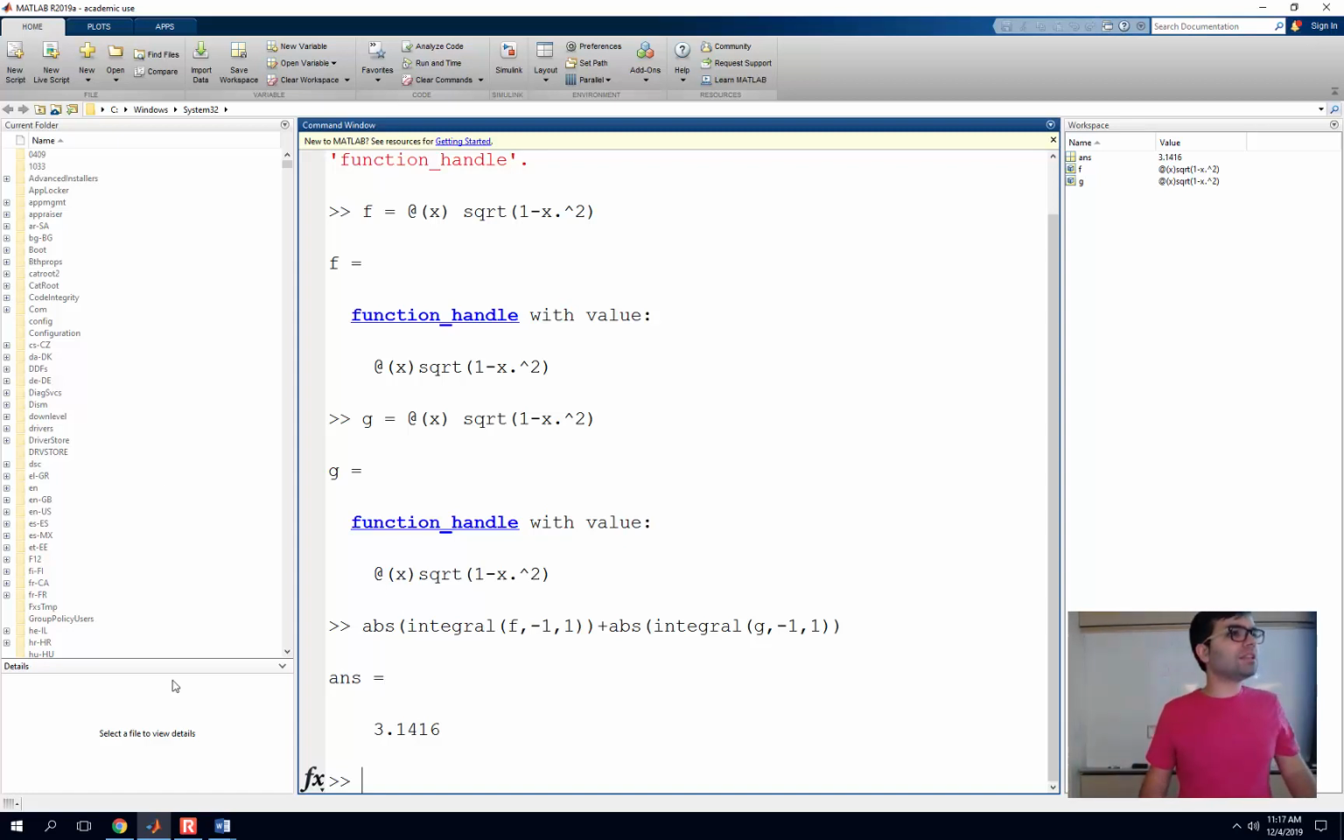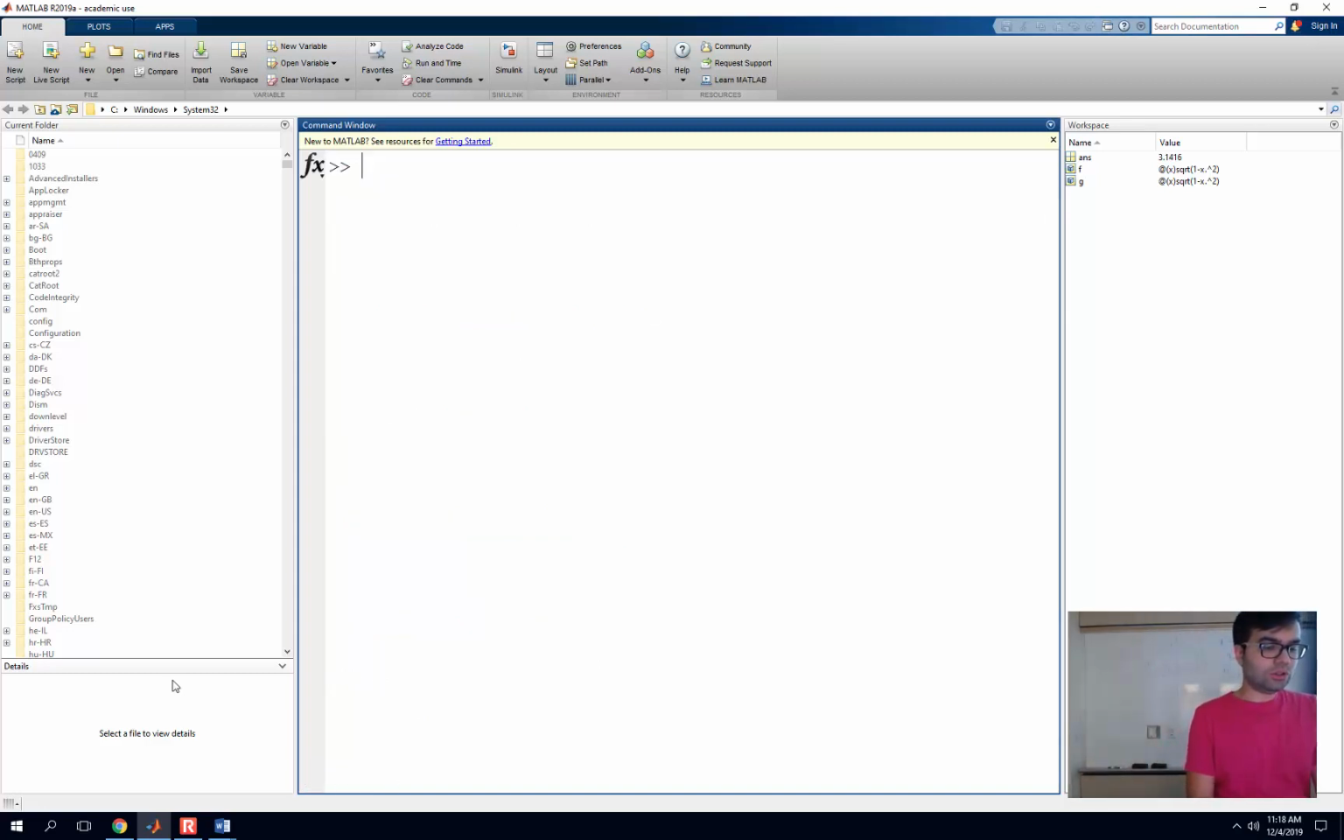Are you good with this? Question 4? Any questions? No? So the question is asking for the area of the circle. We just calculated the area of the circle. So that was using numerical approximation. I can also do analytical.